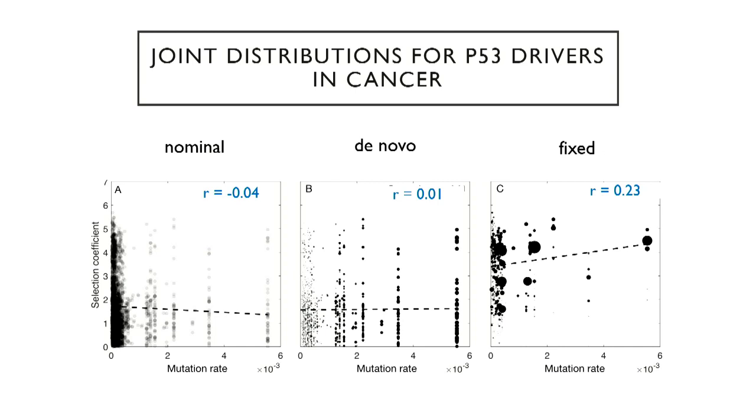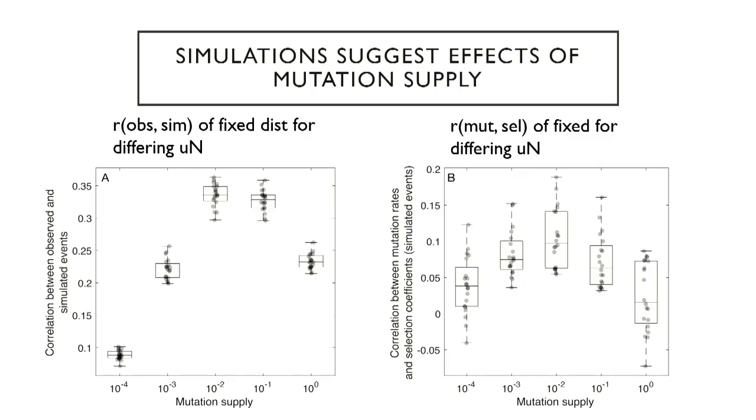And this is something that we think is affected by the way selection is happening. So we've tried to simulate this. Here we're using that nominal distribution and the mutation rate model, and then simulating selection for these different cancer drivers. The conditions under which we see the highest correlation between our simulated results and the observed results is at intermediate mutation supply, and likewise, the correlation between mutation rates and selection coefficients gets most positive under intermediate mutation supply.